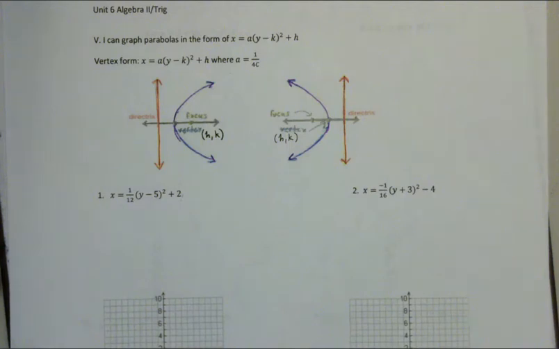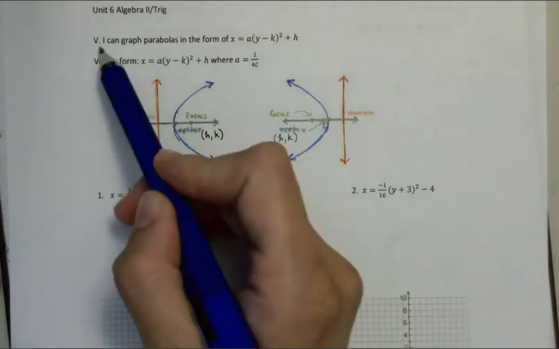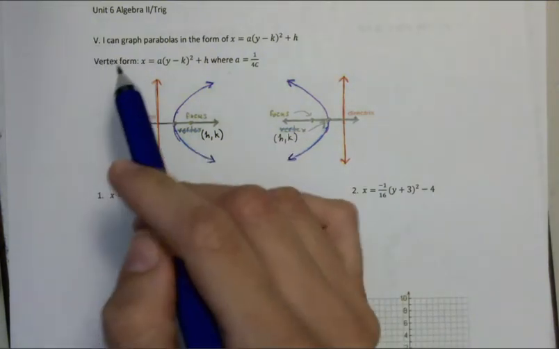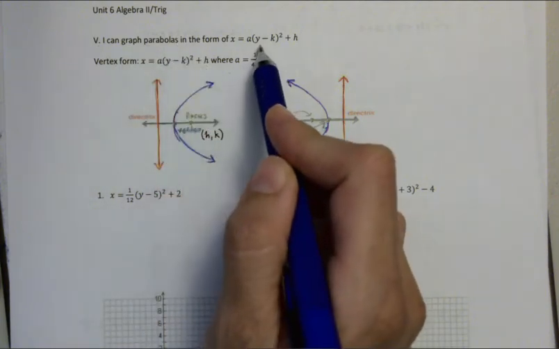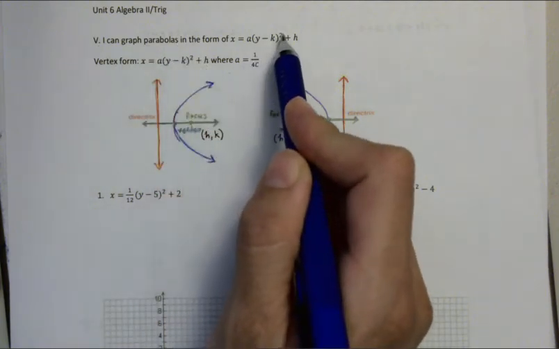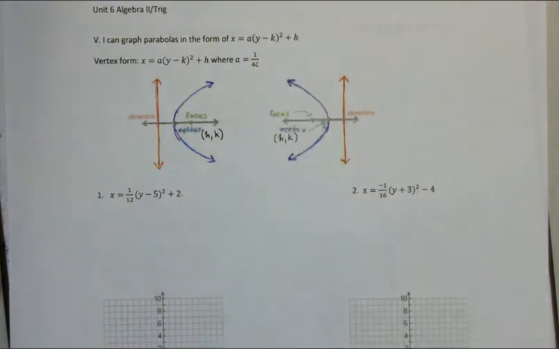If you can go ahead and take out your Unit 6 note packet and go to number 5 here. Today we're working on: I can graph parabolas in the form x equals a(y minus k) squared plus h. These are what we call sideways parabolas.